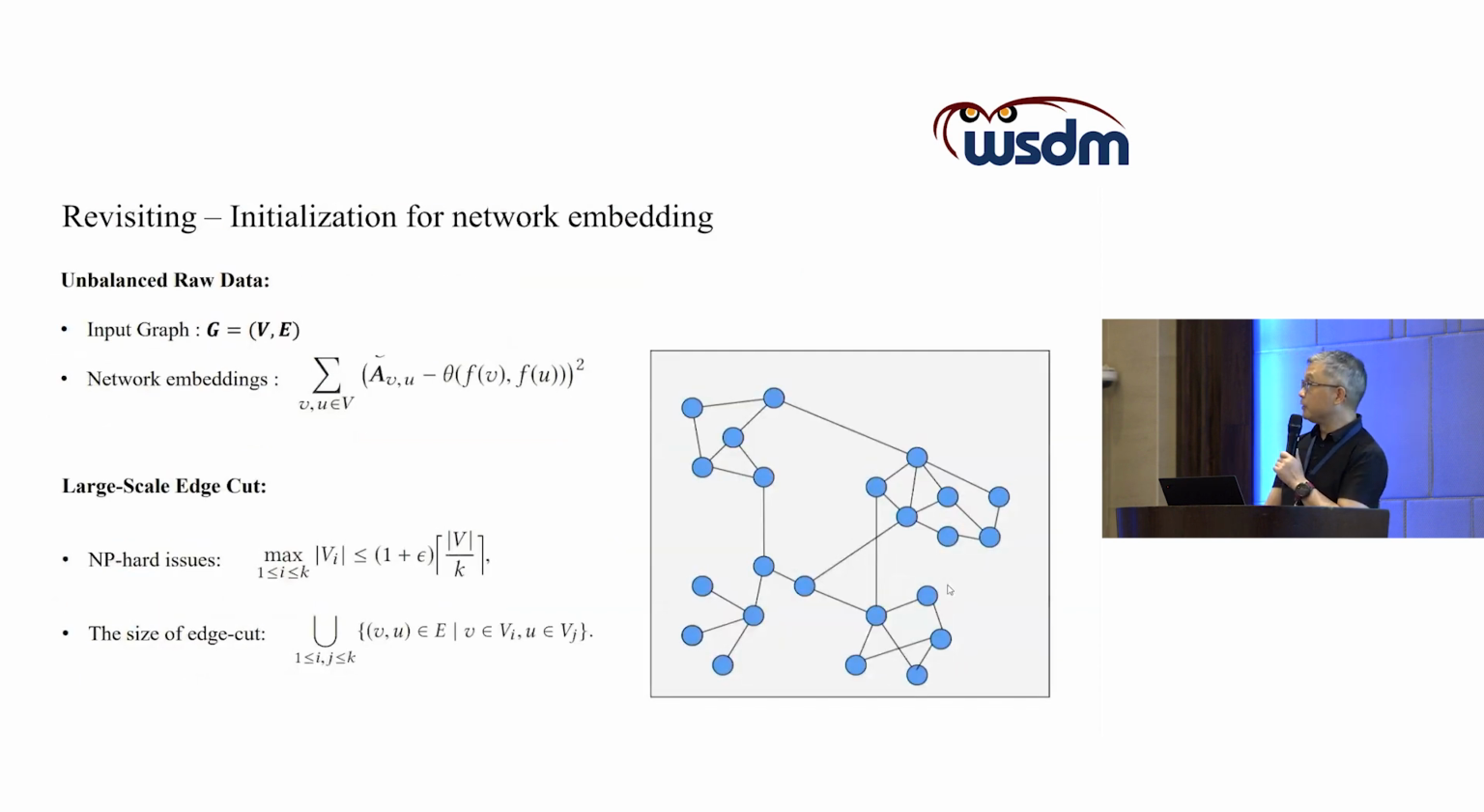The second argument is that the initialization of the network embedding also plays a significant role in the node embedding calculation. Here there are two issues we need to resolve. The first is a large amount of unbalanced raw data coming from different network structures. The second is a large-scale edge cut. So how can we make a simplified version of the GCN-based model?